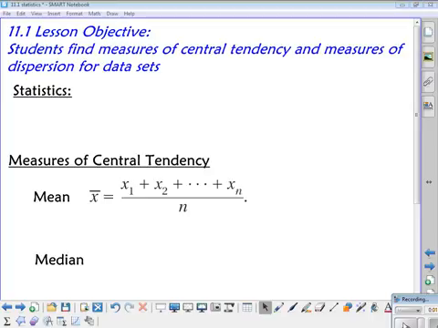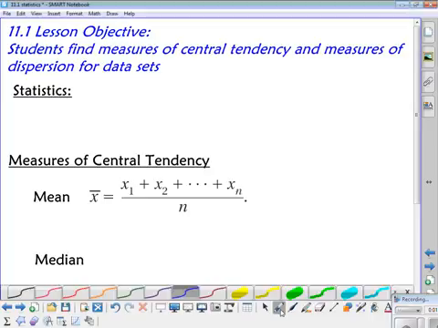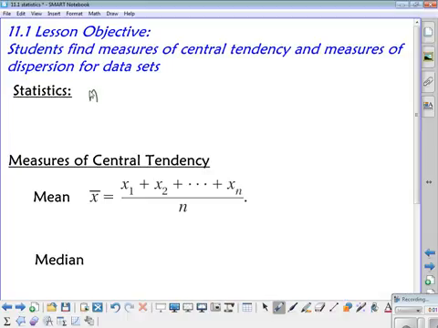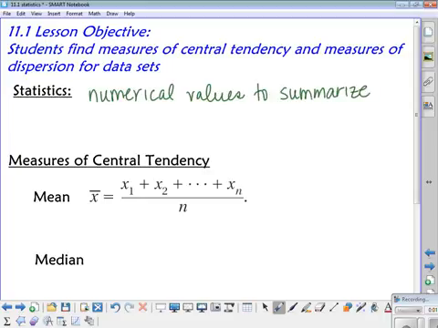All right, so today we're going to take a look at measures of central tendency and measures of dispersion. These are things that have to do with statistics. And all statistics is they are numerical values that are used to summarize and compare data sets. So we use mean, median, mode, range, standard deviation so that we can compare different data sets to each other.